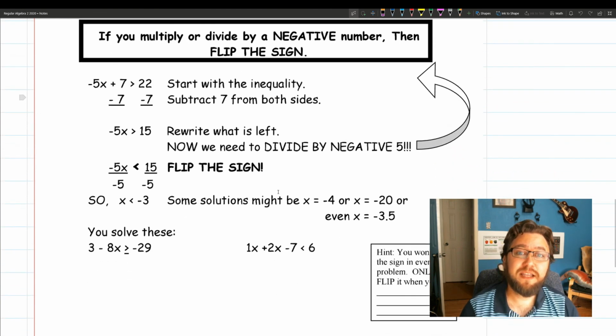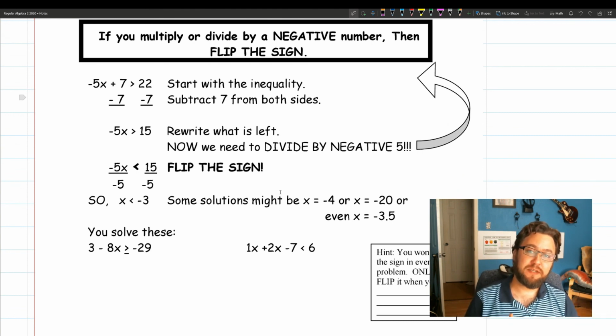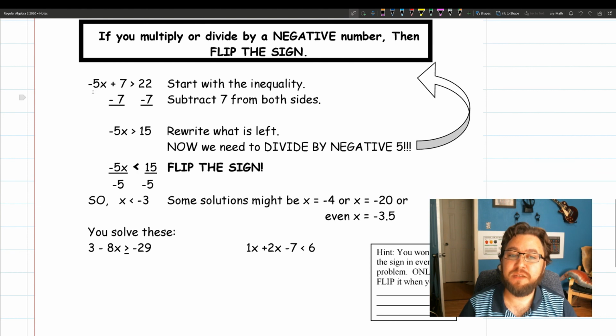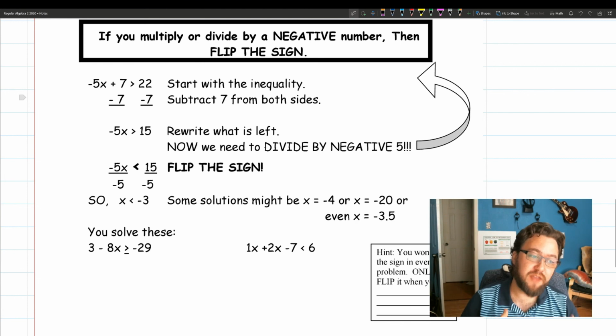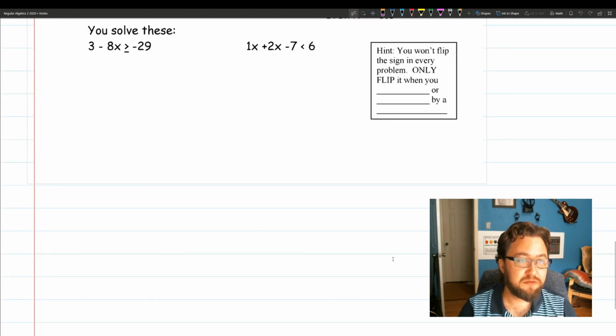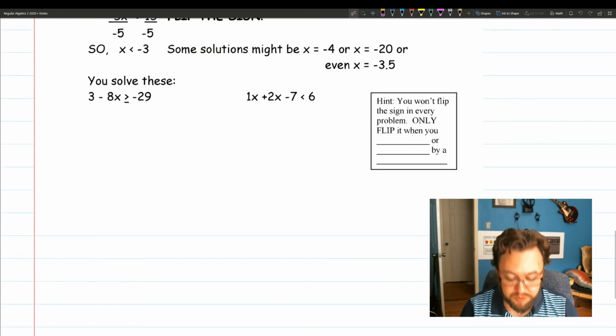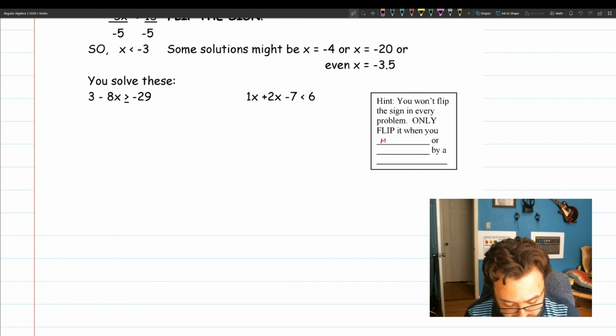Down here, there is a slight caveat when you're solving these inequalities. If you divide by a negative number, in this case we divided by -5x, the inequality flips over along with the rest of the algebra that you're doing. Down there in this little bottom where it says hint, you won't flip the sign in every problem. You only flip it when you multiply or divide by a negative.